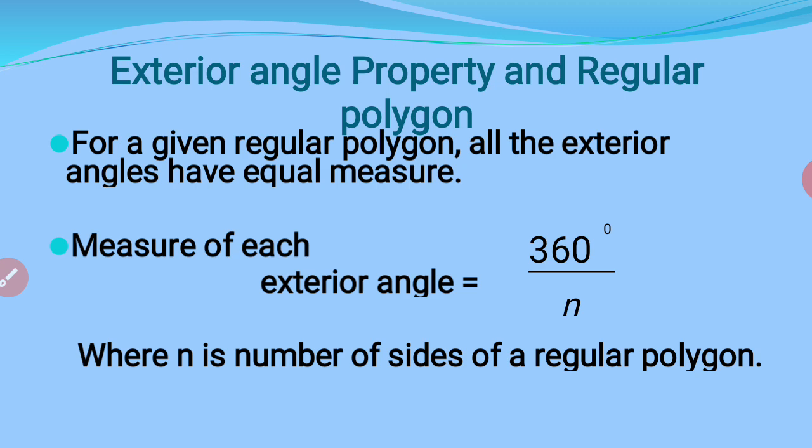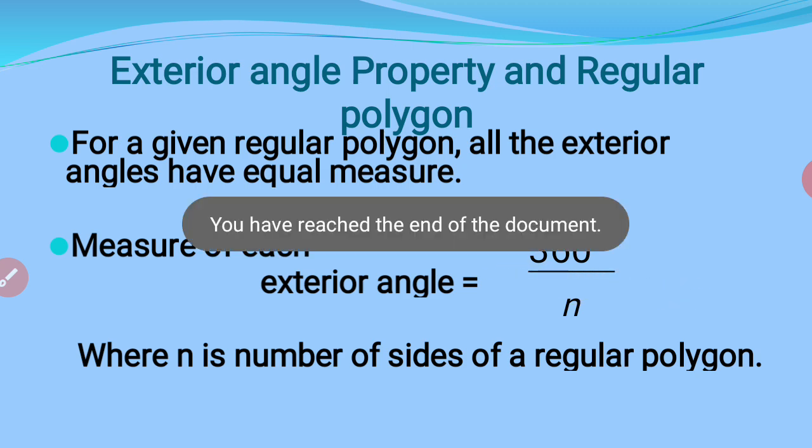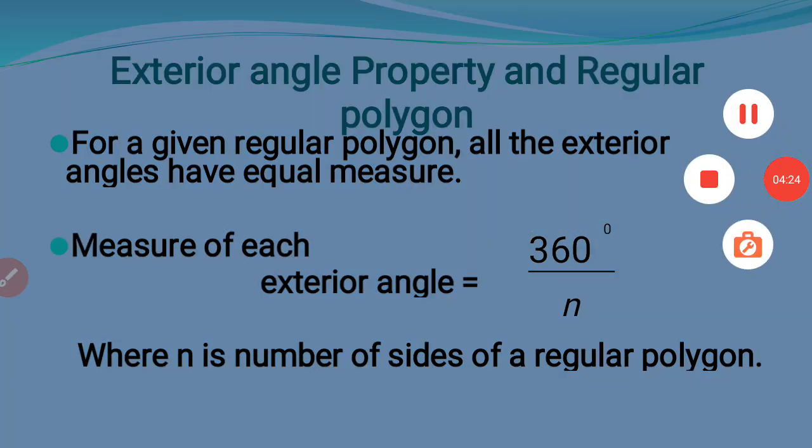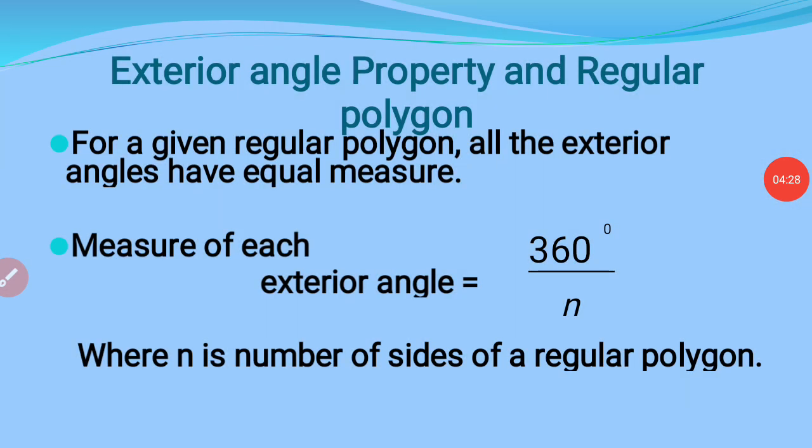If there are n sides of a regular polygon, the measure of each exterior angle will be 360 upon n. So if it is a 5-sided regular polygon, that is a regular pentagon, the measure of each exterior angle will be 360 upon 5. This is how the measure is found out. Let us continue with more examples related to this formula.